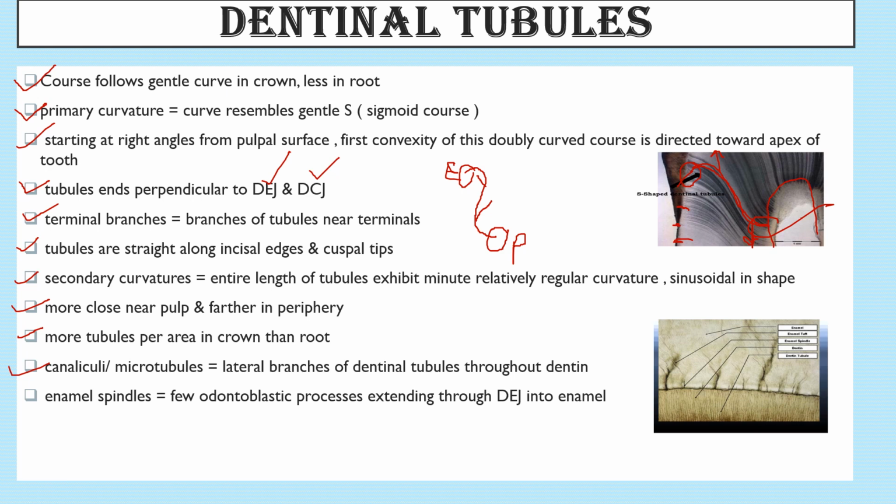Then enamel spindle. What is an enamel spindle? We can see this in enamel also, as a hypocalcified structure of enamel. Enamel spindle is nothing but the terminal portions of the odontoblast processes, a few of which extend across the dentino-enamel junction. As you can see here, this is our dentino-enamel junction. This is enamel and this is the dentin portion. These minute structures are the dentinal tubules. Dentinal tubules contain odontoblastic processes. If those odontoblastic processes cross the dentino-enamel junction and enter into the enamel, it forms the enamel spindle.